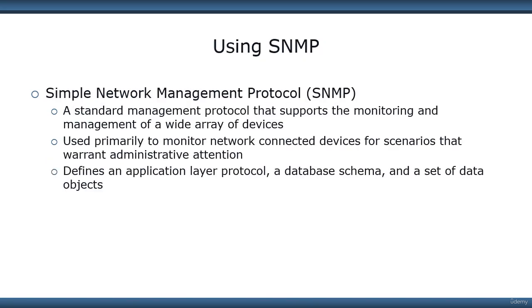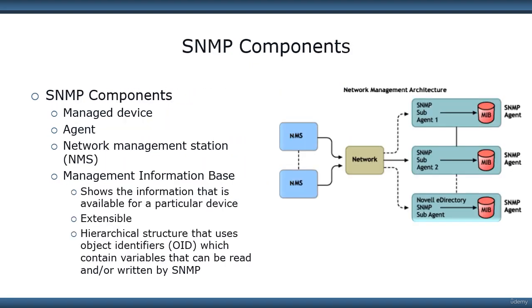Now, one of the older network management or monitoring protocols is actually called SNMP, Simple Network Management Protocol. This supports the monitoring and management of a wide array of devices, again, very much vendor neutral. It's used primarily to monitor network-connected devices for scenarios that would warrant administrative attention. But SNMP is an application layer protocol. It also defines a database schema and a set of data objects. The database schema and set of objects is the fourth bullet point here. We'll hit it in a minute, called the Management Information Base, or MIB. The protocol is just an application layer protocol. SNMP operates on port 161 and is supported by a large number of systems.